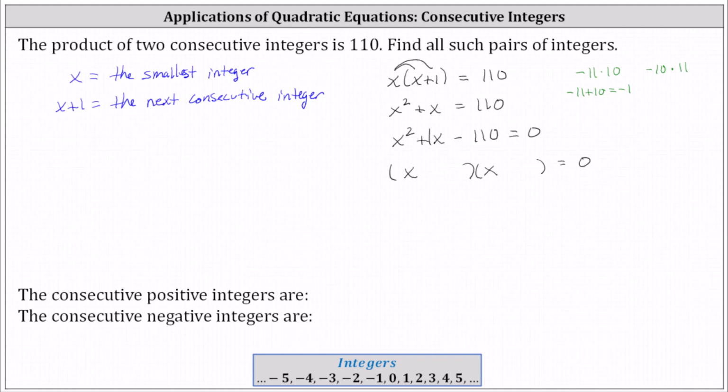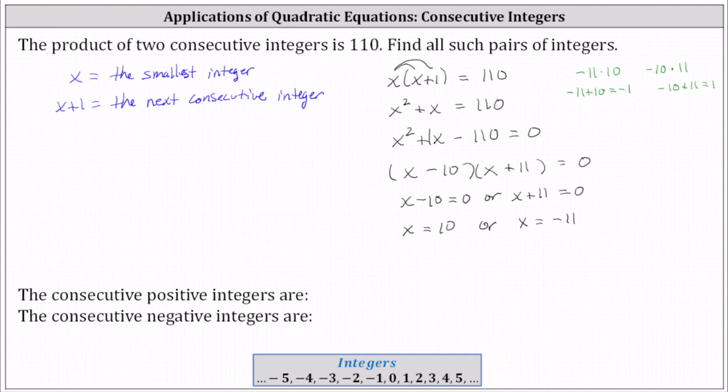But for the second product, notice -10 plus 11 is equal to positive 1, and therefore we're looking for the factors of -10 and positive 11, which indicates one binomial factor is x minus 10, and the other is x plus 11. In order for the product on the left to be equal to 0, we know that x minus 10 must equal 0, or x plus 11 must equal 0. And now we solve these two equations for x. For the first equation, we add 10 to both sides, giving us x equals 10. For the second equation, we subtract 11 on both sides, giving us x equals -11.